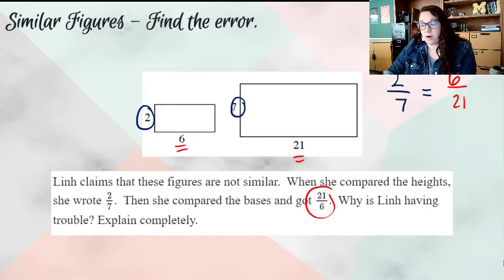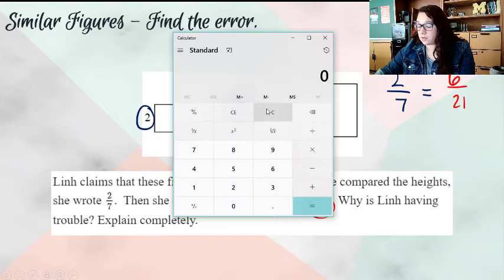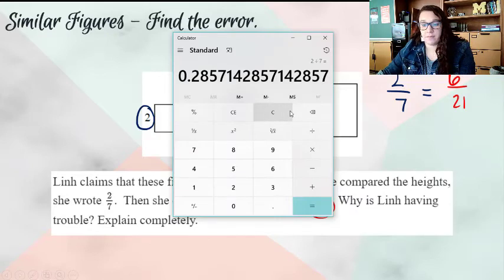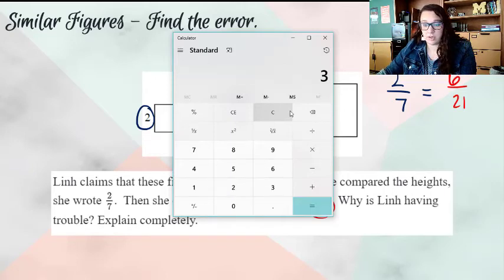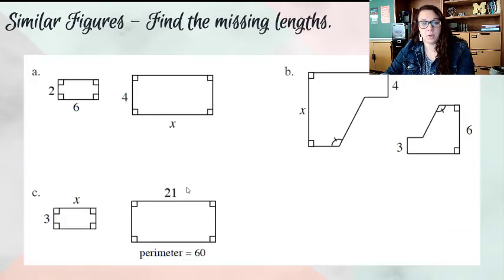Let's check and see if ours are similar by seeing if these two fractions are equal. So if these two fractions are equal, we'll be good. 2 over 7 is this number. And 6 over 21 is that same number. So these are equal, they are similar. She flip-flopped her fraction. All right, I've got 3 more to try, and that'll wrap us up for today.